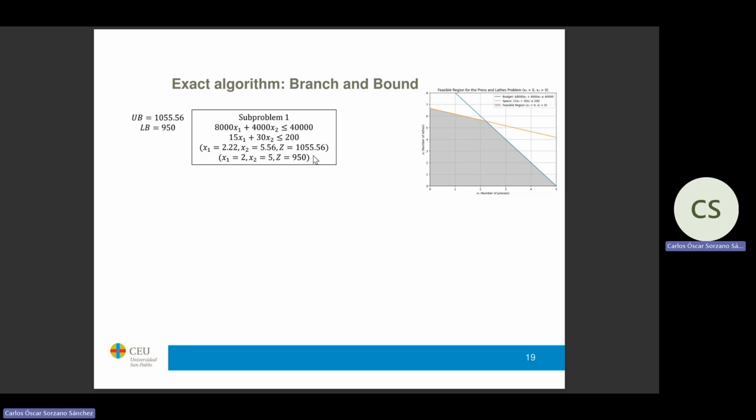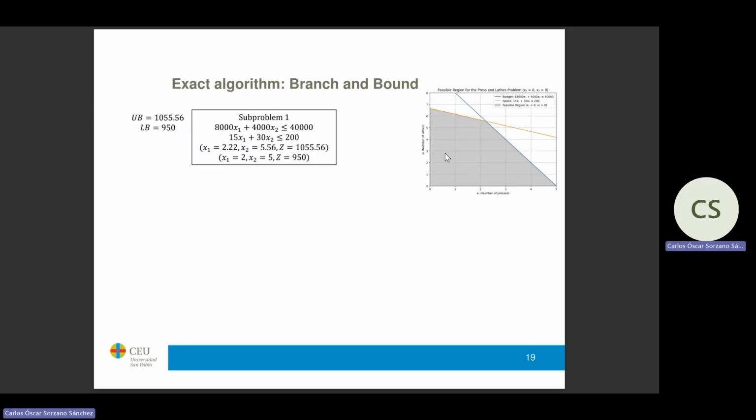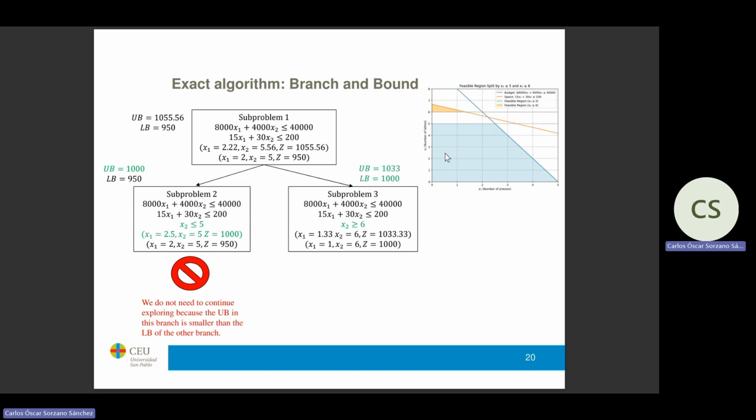Okay, so the first problem here, we have solved it without the integer constraint. Good. But now we said this is not feasible. So I will focus on one of the variables, let's say x2. And for this x2, I create two subproblems. The solution is 5.5, so either it is smaller or equal to 5, or it is larger or equal to 6. Those are the good possibilities.